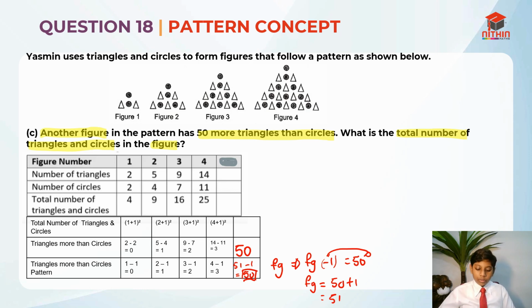And then now the total number of triangles and circles. How do we find this? Remember the pattern? Figure number plus 1 squared. We know the figure number now. So 51 is the figure number. Now we just plus 1 and then we square it. Okay, so basically how to find our answer is taking the figure number plus 1 squared, which is 2704. So this is the answer for part C.